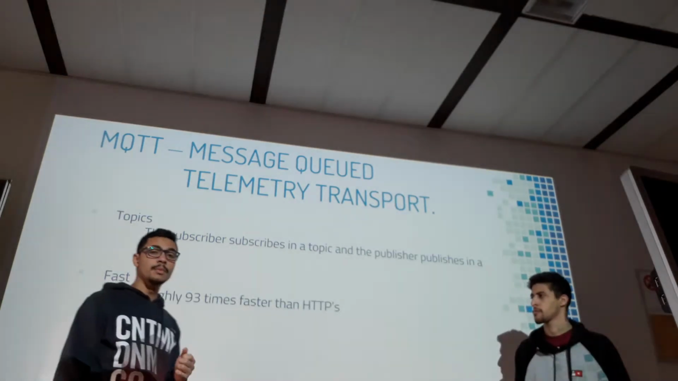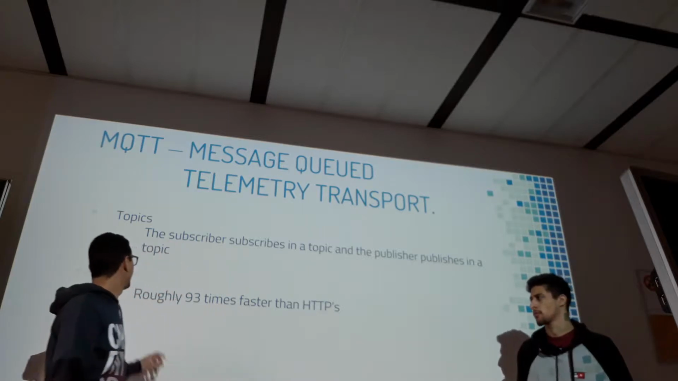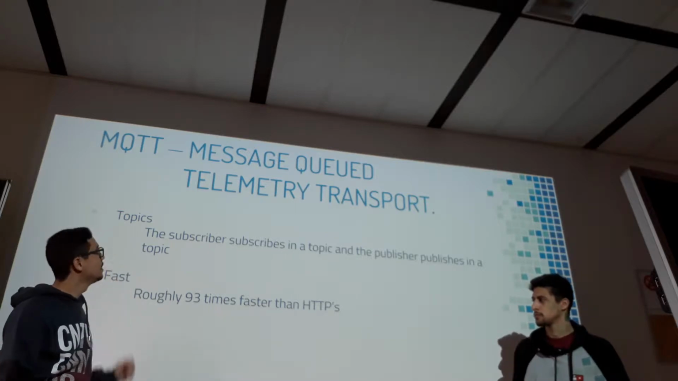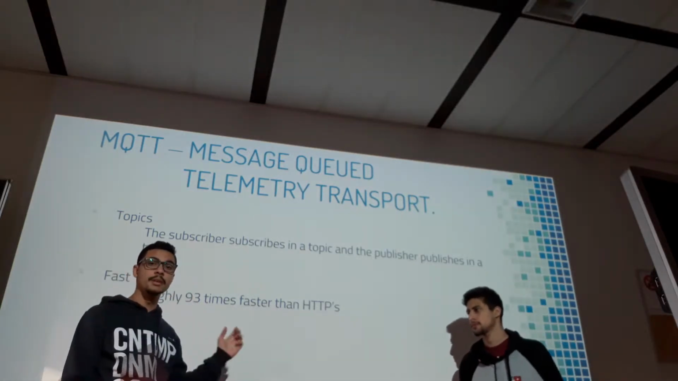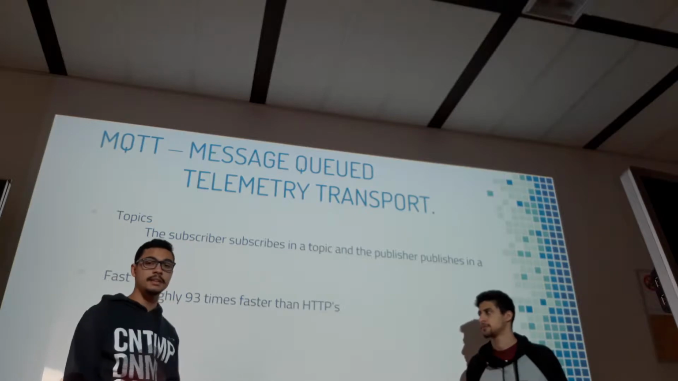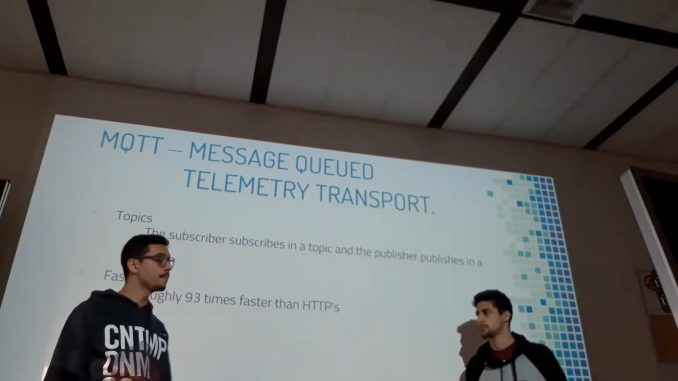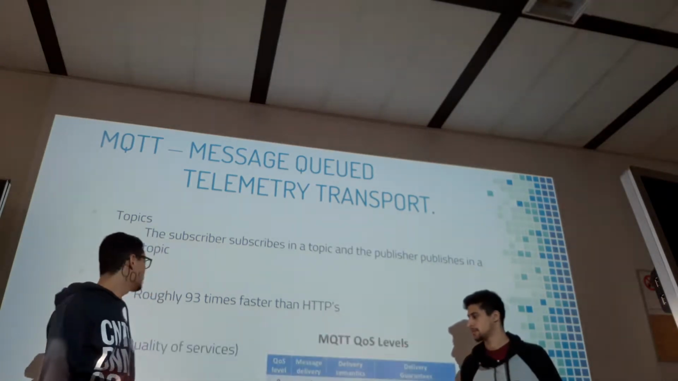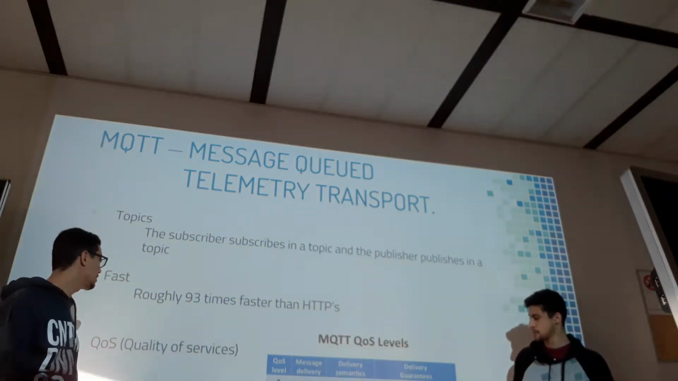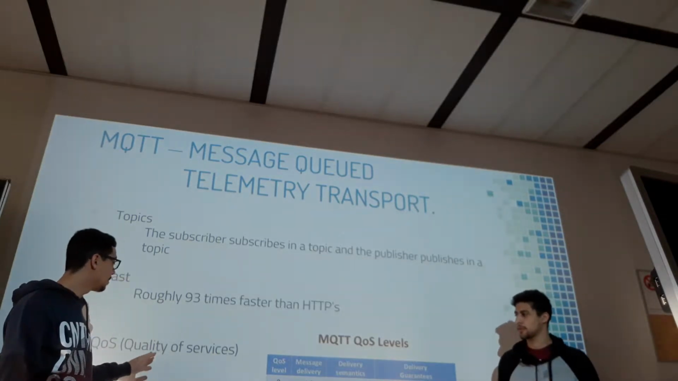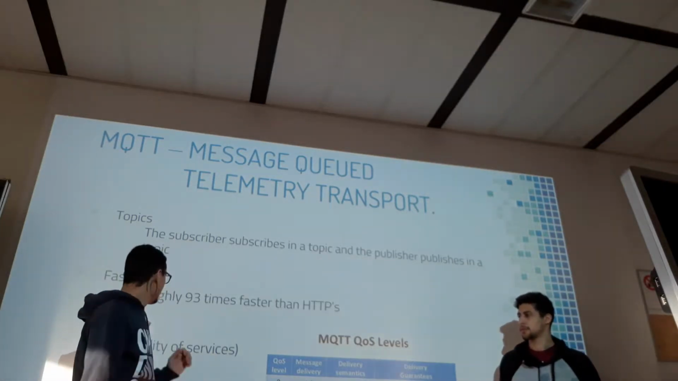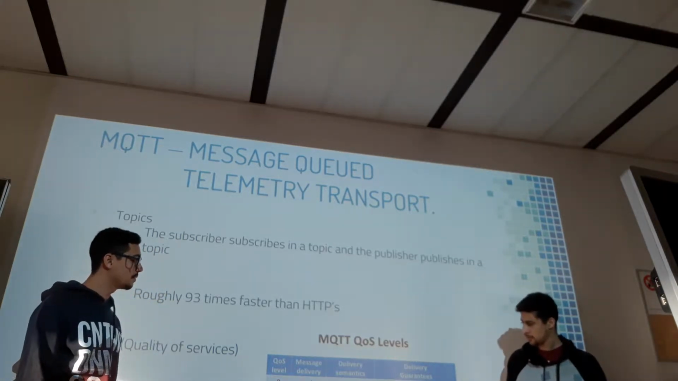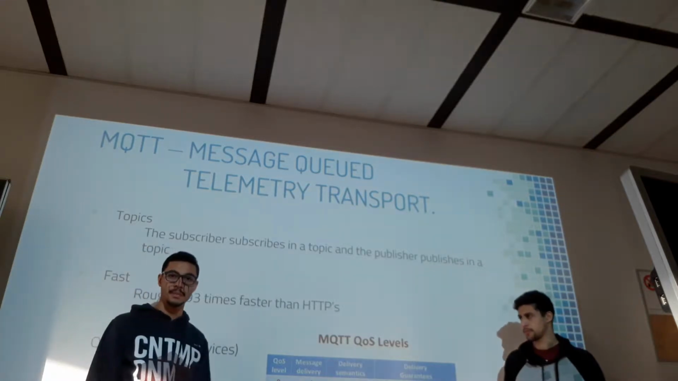We have two more features that stand out. The first one concerns its speed. MQTT is fast. The MQTT protocol is roughly 93 times faster than HTTPS, for example. Another feature concerning its delivery is the so-called QoS, which stands for Quality of Service. To better explain how this QoS feature works, we made a table to illustrate it.